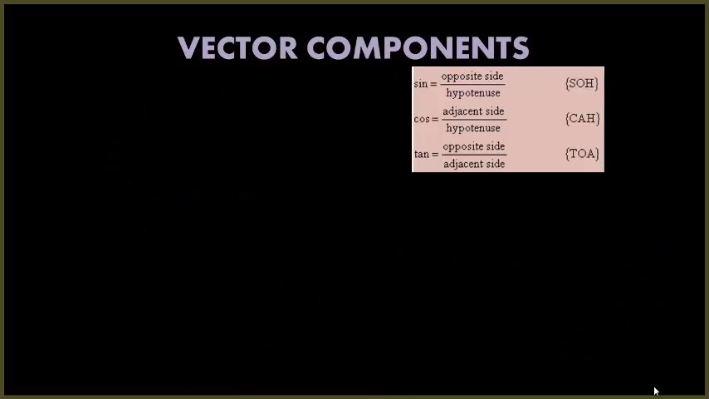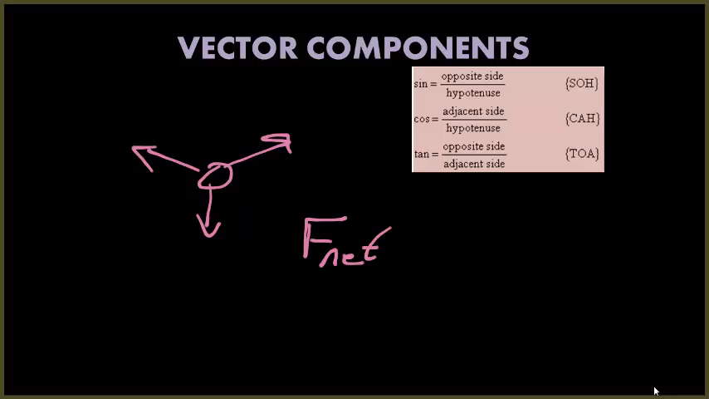Being able to solve for the components of a vector is really important when we start talking about adding vectors together. Just like I mentioned before, if we have vectors acting in all kinds of different directions, we need to have a way to find what that overall, or net, force is acting on a point. We'll learn how to do that in our next video.